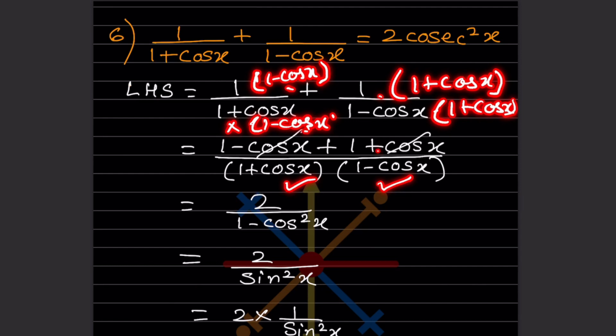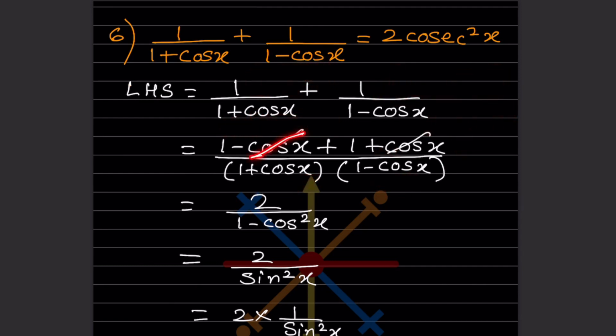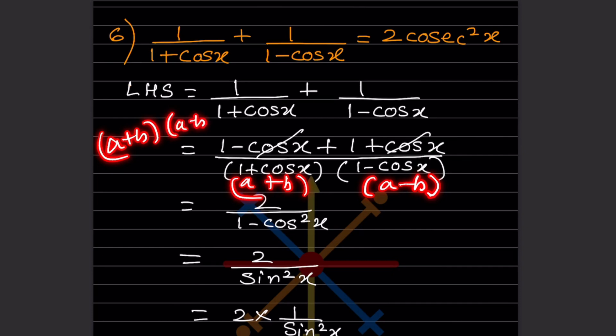So what is that going to be? 1 minus cos x plus 1 plus cos x is over here. So what we can do, this and this we can cancel out. So 1 plus 1 is going to be 2. And this is a plus b and this is a minus b. So a plus b and a minus b, what is that going to be? That is a square minus b square. So that it will be a square, means this is going to be 1 square minus b square. B square is going to be cos square x. Hope you got this one.